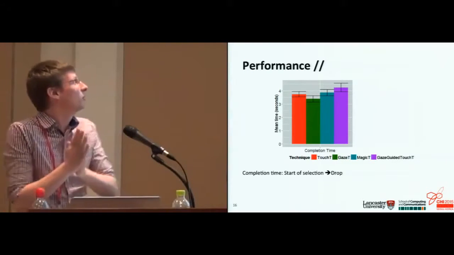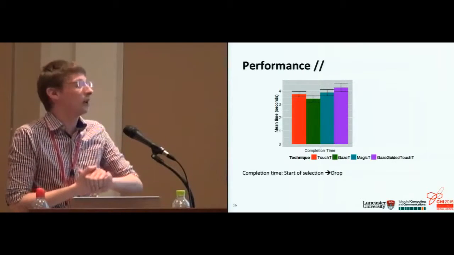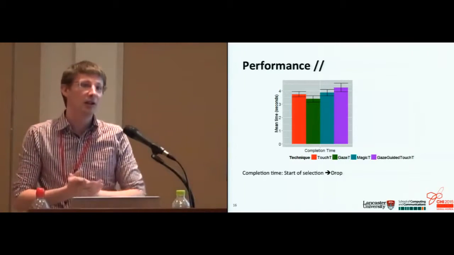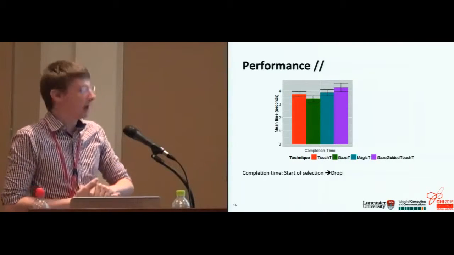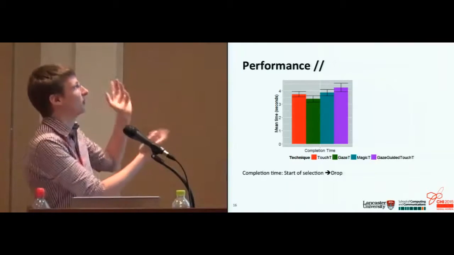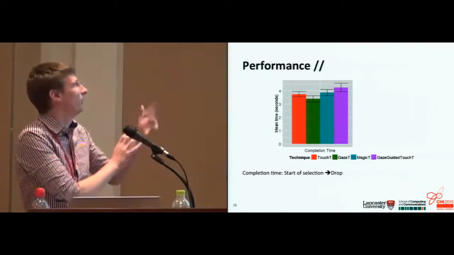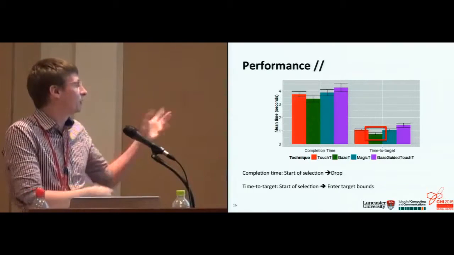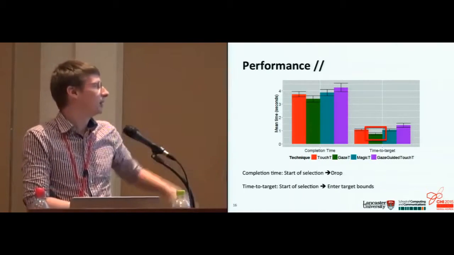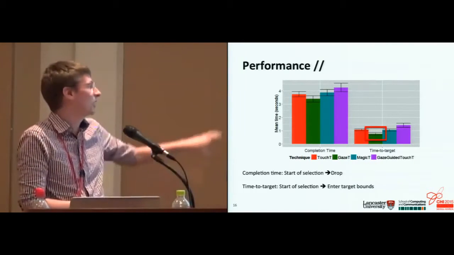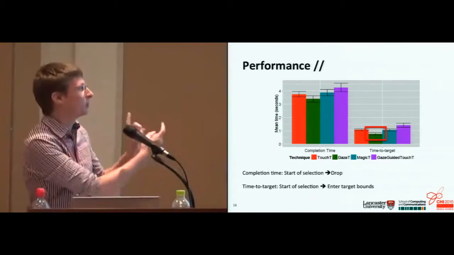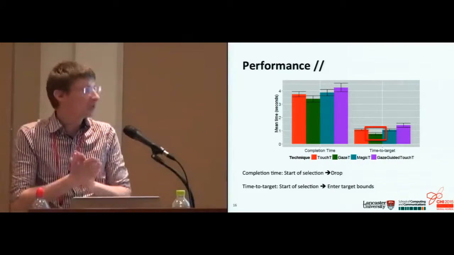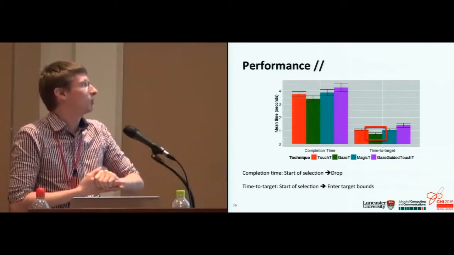So the first thing we looked at was the performance. How long did it take people to complete the tasks? This was measured from the start of the selection until when the object was dropped. And what we saw was that there was no best performer, no difference between the techniques. Then we looked at the time from when they started the selection to when they entered the target bound. This was the time to target, which focused on the translation part, going from one side to the other. In this case, we saw that gaze translation was the fastest.